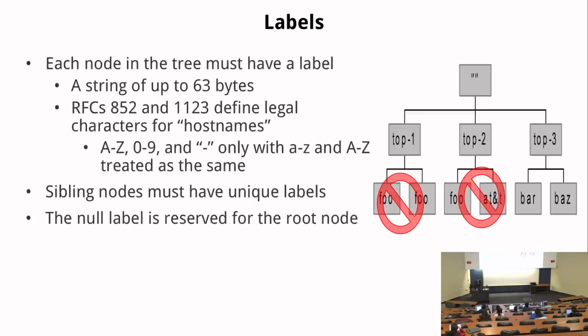Maybe things will change. Also, sibling nodes cannot share the same label. For example, at this level, you cannot have two foos, because this is supposed to be a unique, globally identifiable identifier. If they have the same label, then you cannot tell them apart. Also, you cannot have an ampersand here, like in AT&T. You cannot have this ampersand.